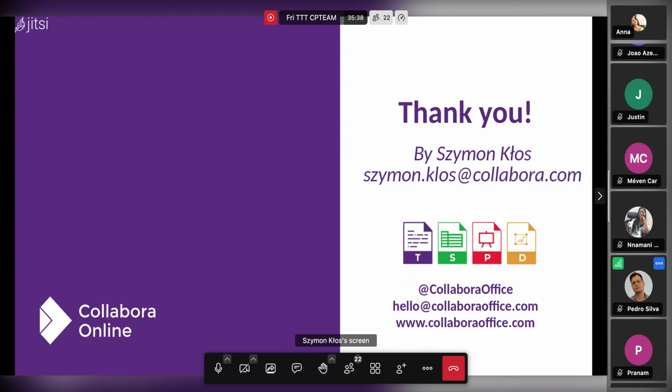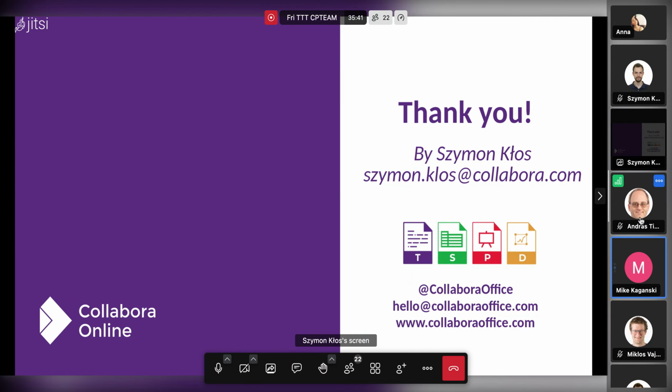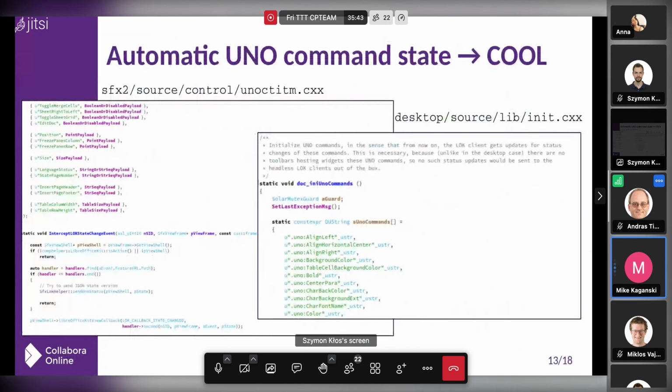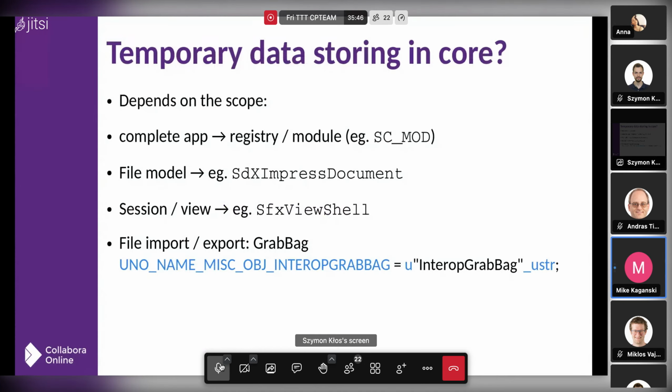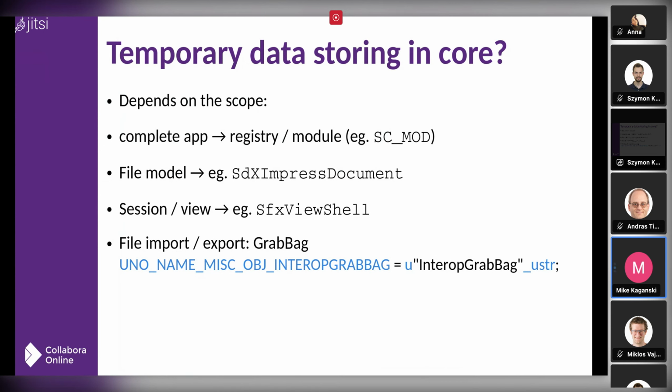I had one question on a slide that is called temporary data storing in core. I'm sorry, I don't remember its number. Yeah, this one. This appeared right after you told about immutable registry, and that's why I wanted to ask if this slide is meant as a workaround for the mutable registry, or is it just a list where different settings may be stored?